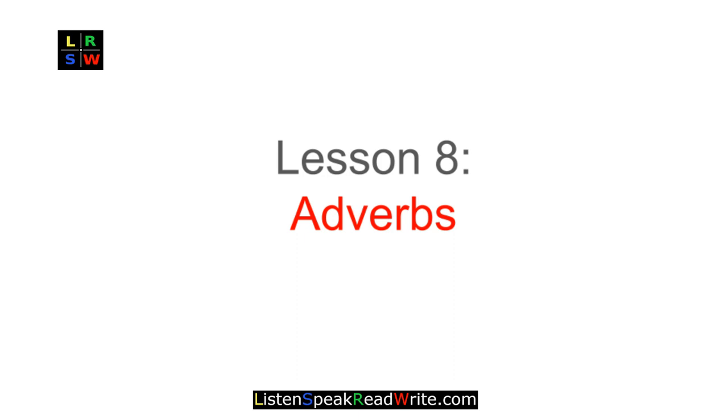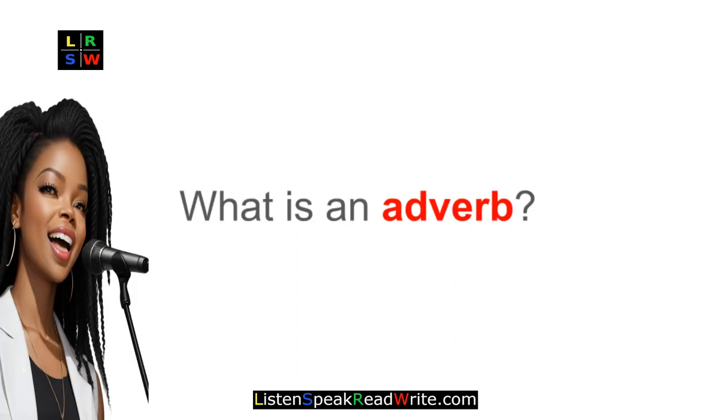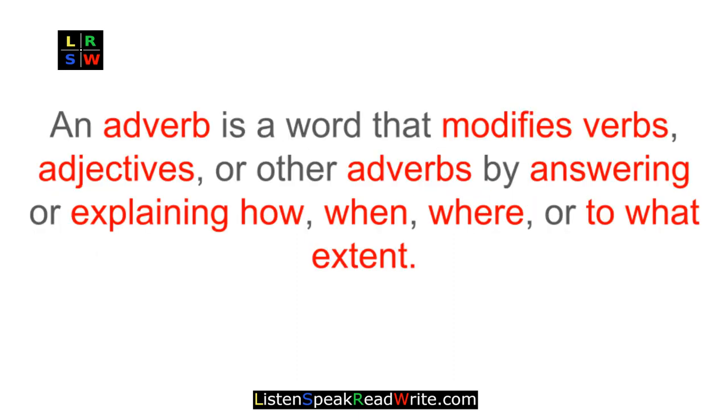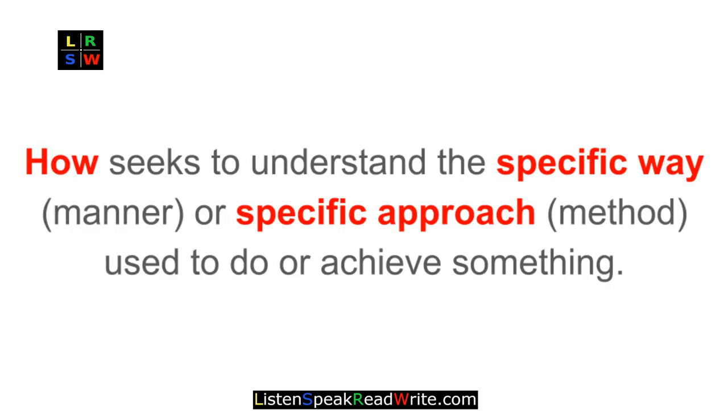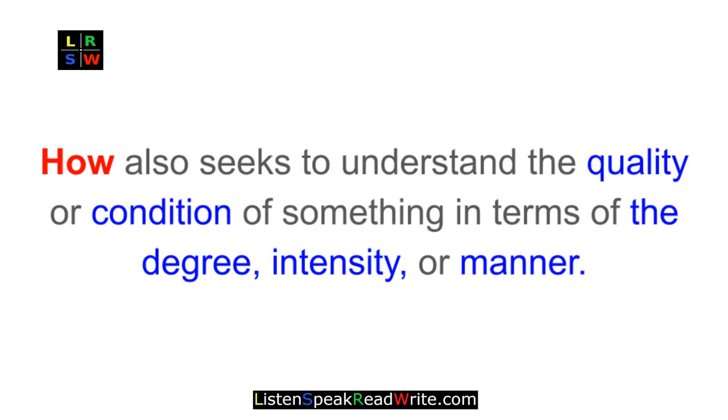Lesson 8, Adverbs. What is an adverb? An adverb is a word that modifies verbs, adjectives, or other adverbs by answering or explaining how, when, where, or to what extent. Adverbs, how. How seeks to understand the specific way, manner, or specific approach, method used to do or achieve something. How also seeks to understand the quality or condition of something in terms of the degree, intensity, or manner.